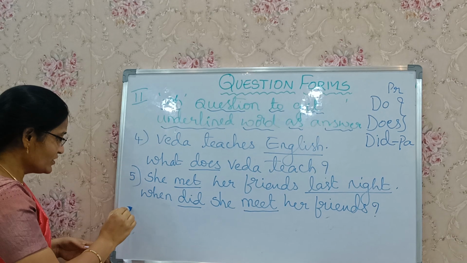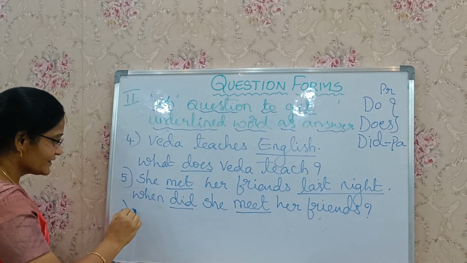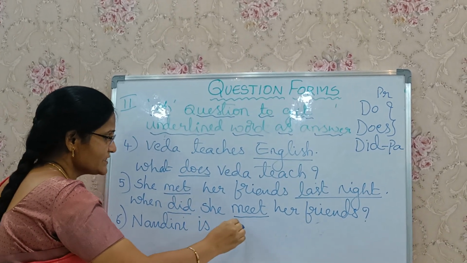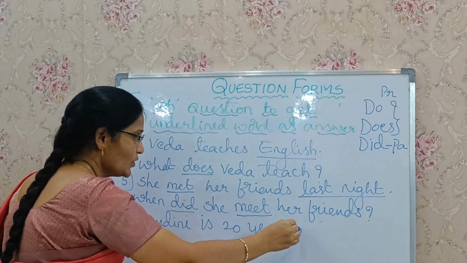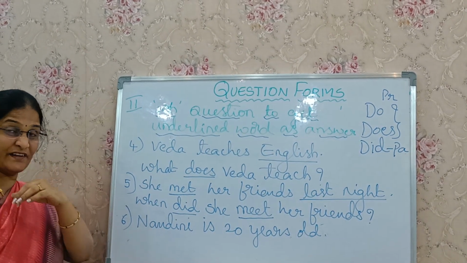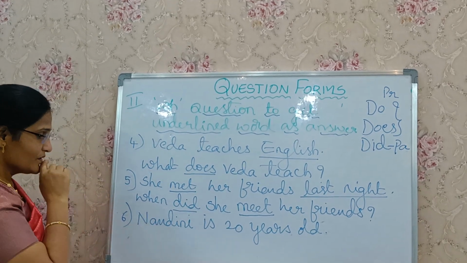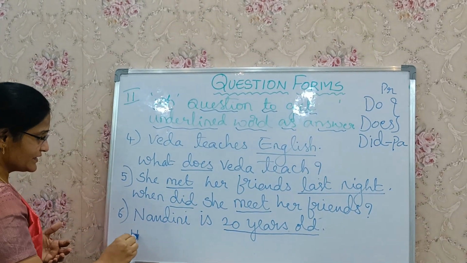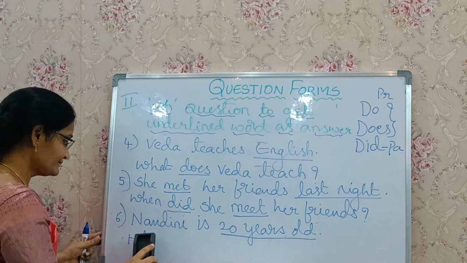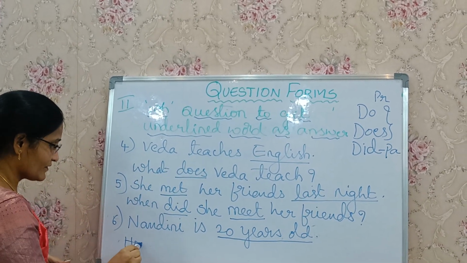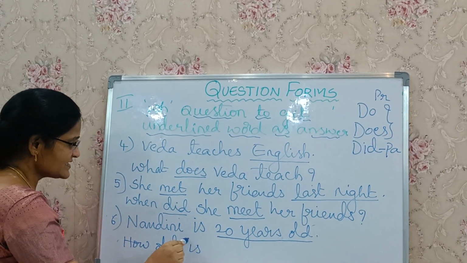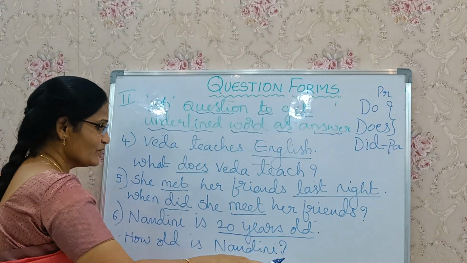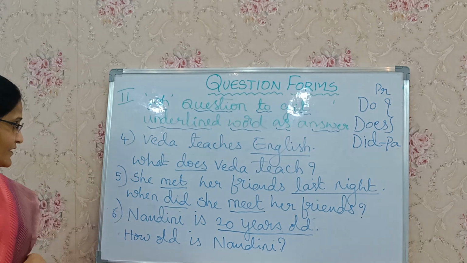And one more example I'll give you here. Nandini is 20 years old. Where shall we underline here? 20 years old. So very easy here it is. How old is Nandini? A question mark. Look here.